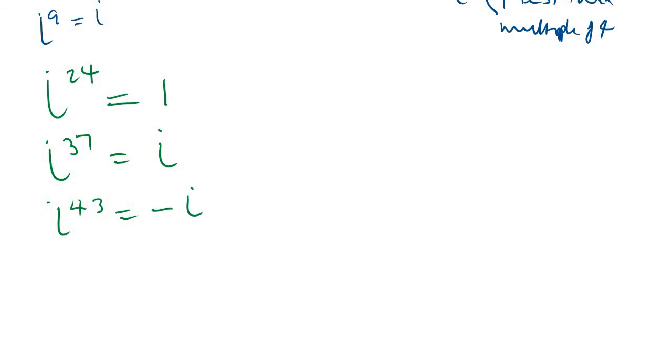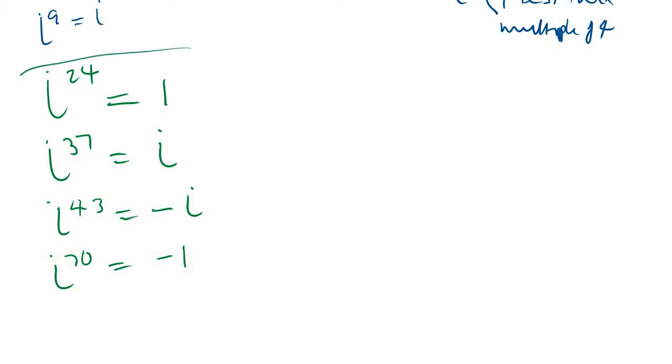And then let's do one more. So let's say I have i to the power of 70. So you know that 70, well, 72 is a multiple of 4. But 70 is not. So it's an even number, so it will be negative 1.